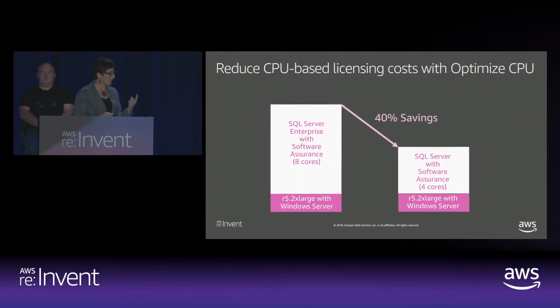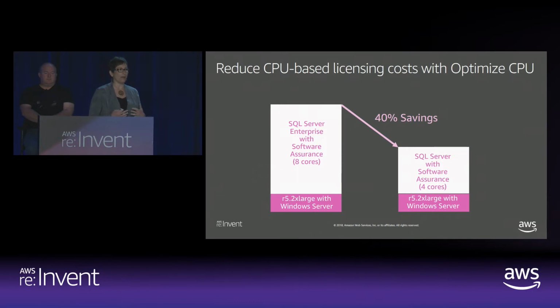For example, one of our most popular instances for SQL Server is the R5 2XL. This is really popular because it has 64 gigabytes of memory and 8 vCPUs. So really good for memory-intensive database workloads. So for this one, you'll need to bring 8 cores of SQL Server licenses for each of those 8 vCPUs.